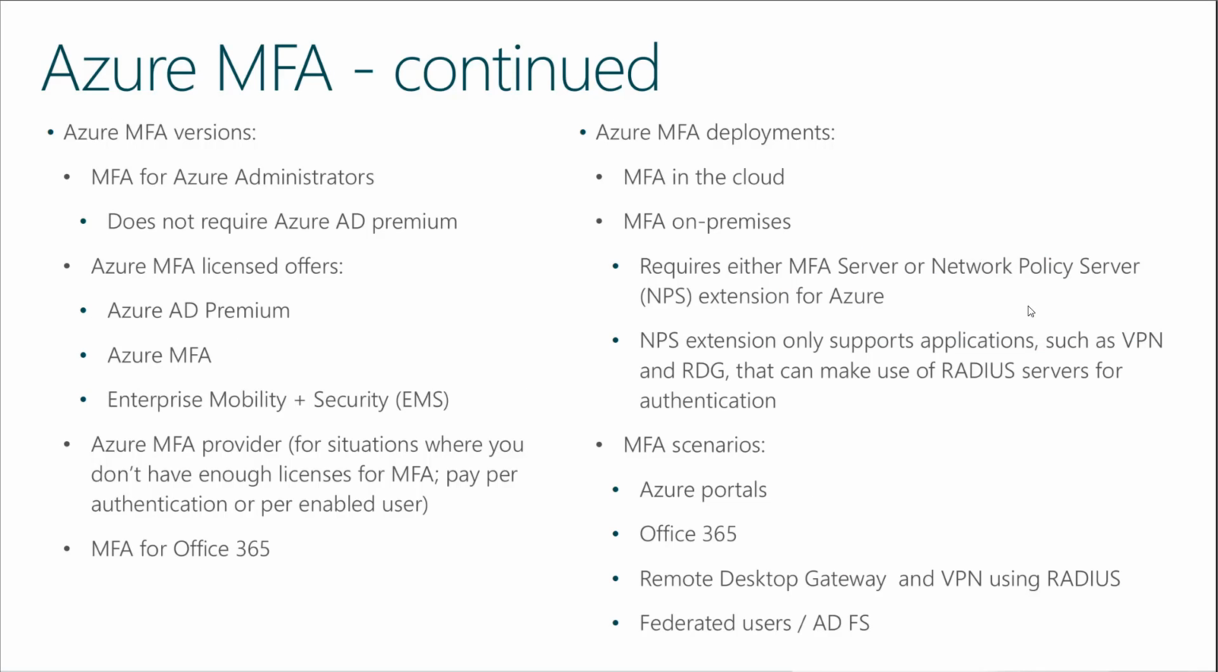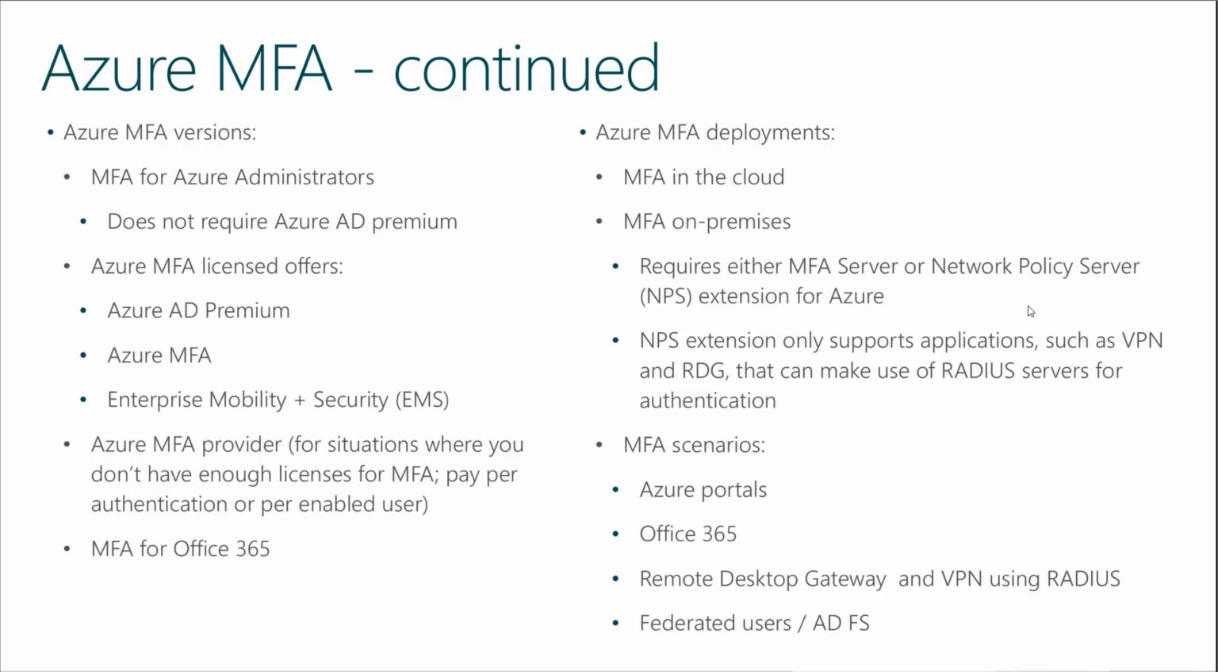Now, there's a couple of variations of Azure multi-factor authentication. The first one is called Azure MFA for administrators. Now, this is available to any instance of Azure Active Directory. It doesn't require Azure AD Premium, and you can essentially turn on multi-factor for any of your administrator accounts, any account that's a global admin on your subscription, to protect that privileged account. You then have a couple of other options with Azure AD Premium that allow you to extend multi-factor authentication to any user in your organization.